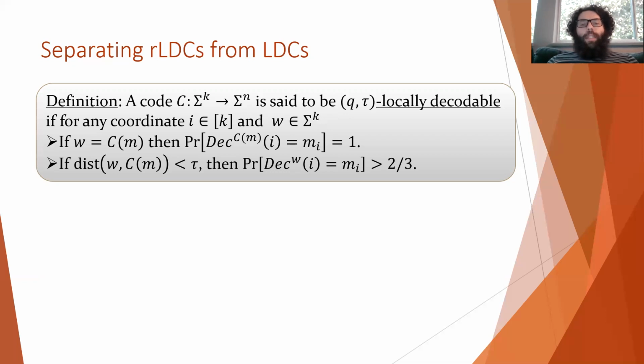And the only difference is a decoding procedure. When it gets a word W that's close to some encoding of some message M, it must output the ith bit of M with probability 2/3. Namely, it's not allowed to reject. Even if it sees that the word is corrupted, still it must output the correct bit of the message.